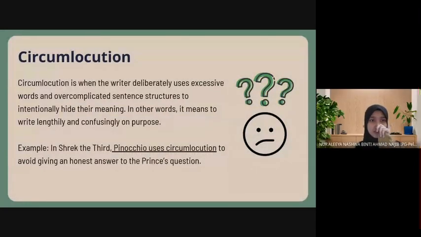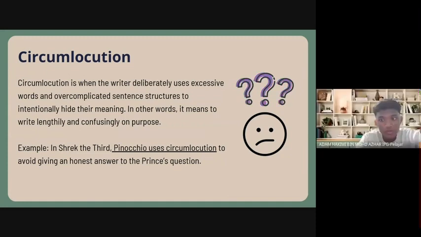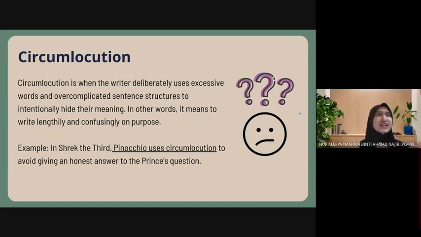And my last point is circumlocution. Circumlocution is when the writer deliberately uses excessive words and overcomplicated sentence structures to intentionally hide their true meaning. In other words, it means to write lengthily and confusingly on purpose. Basically, they want to hide what they actually want to say, so they talk a lot, using big words or describing too much.